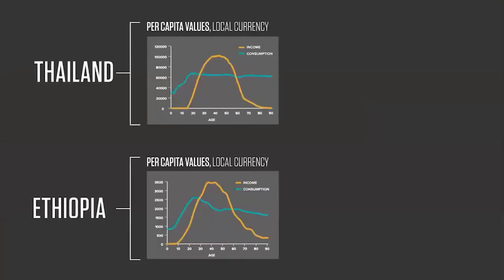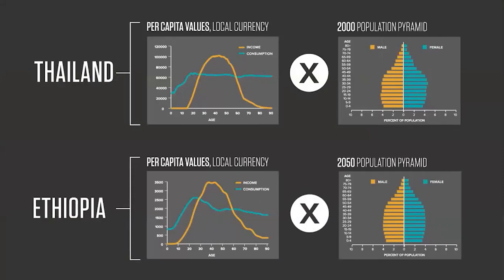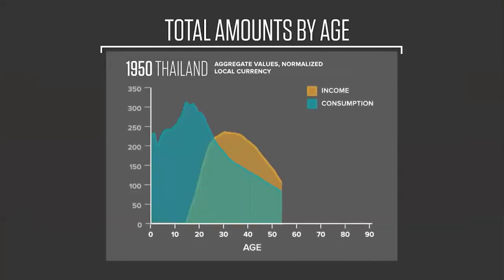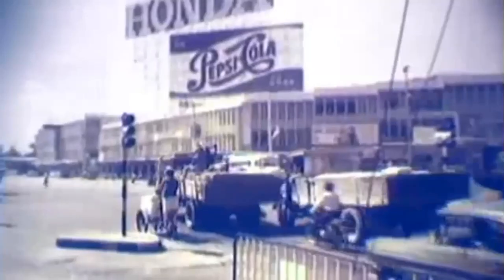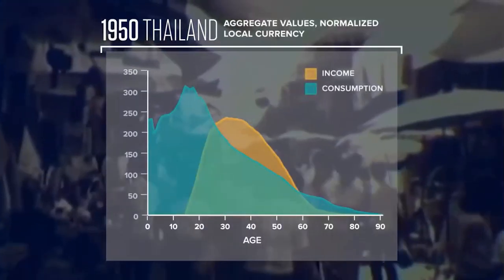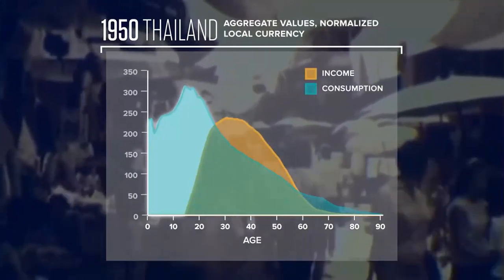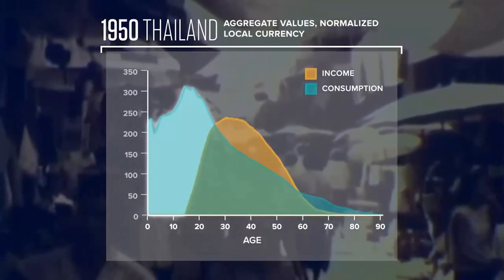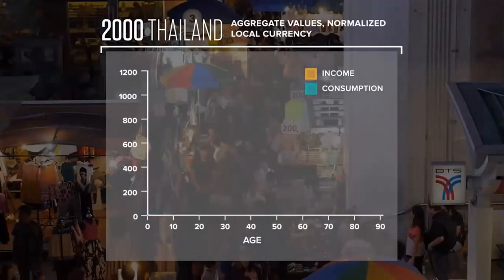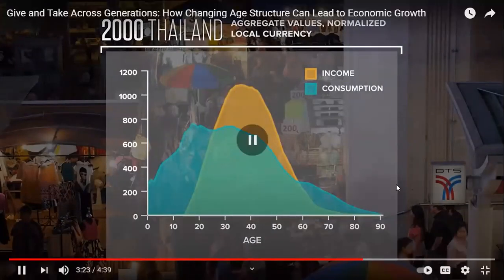economic growth. By taking the NTA data and multiplying it by the number of people in each age group, we can see the total amount of income and consumption in a population by age. In 1950 Thailand, when there was a higher proportion of people under age 15, the total consumption by these young people exceeded income by working adults. By 2000, when Thailand had a higher percentage.